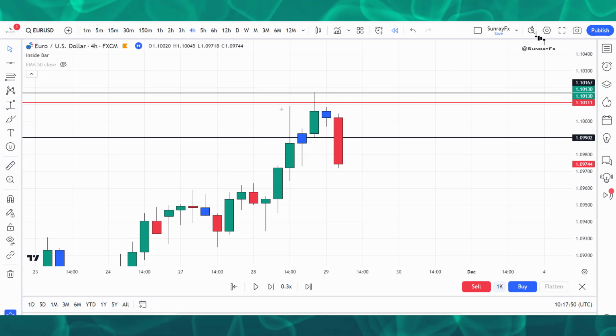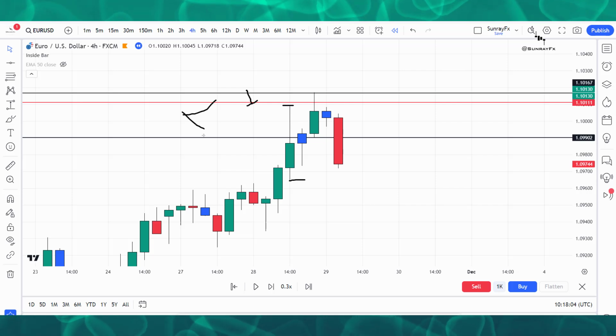And don't forget, there's an inside bar right here before the main inside bar. There are two things that I need to show you here. Number one, this one, the market almost touched the key resistance zone. Number two, this one, the market touched the key resistance zone and the market came back inside.